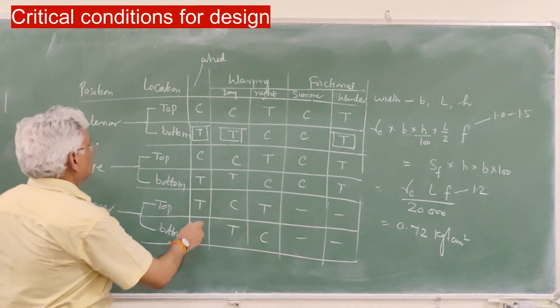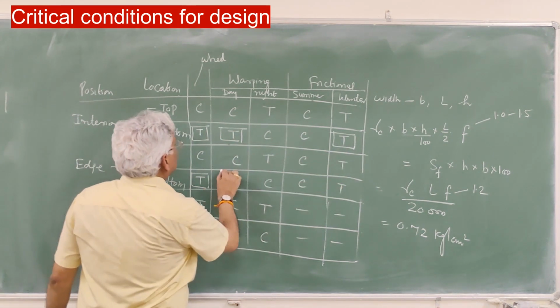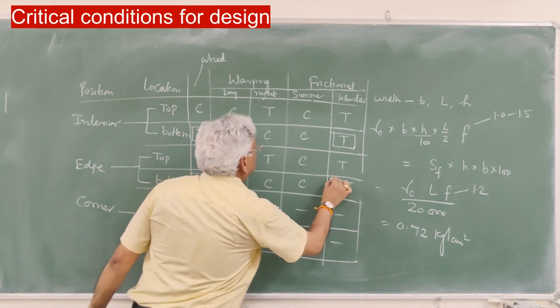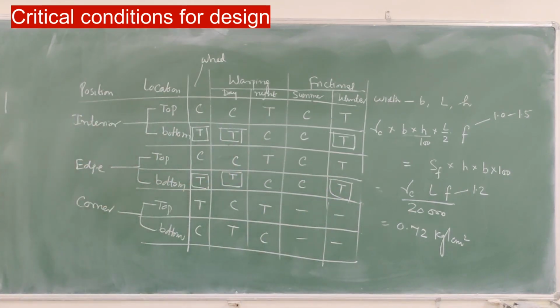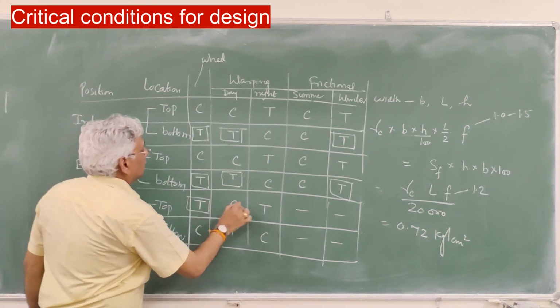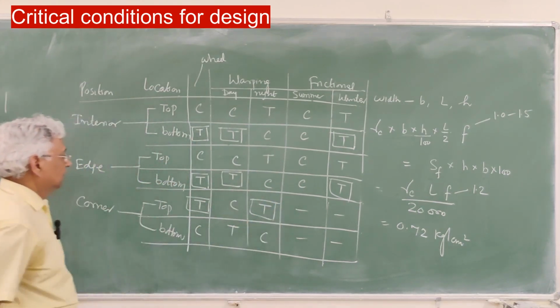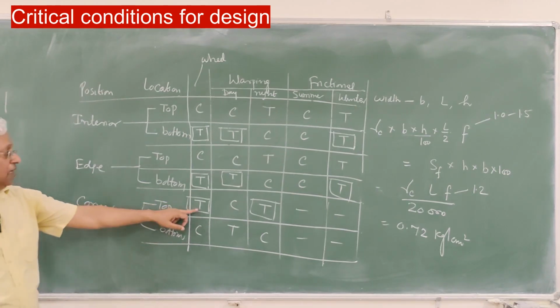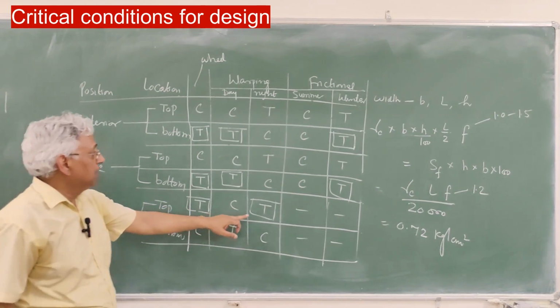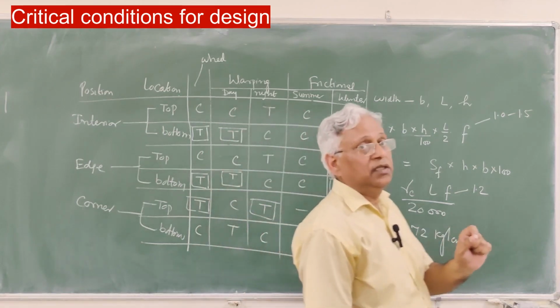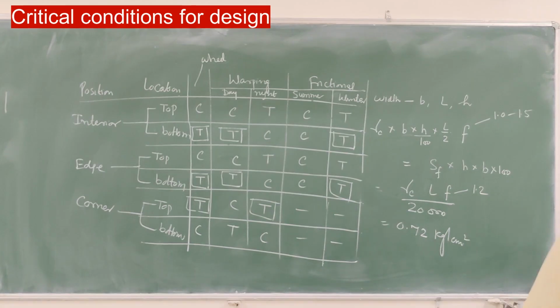And similarly, this one is also a critical condition. And third condition is this one: tensile force because of wheel load and tensile force because of warping during night time. Frictional force is not here. So we evaluate these three conditions and take the worst one. That is how you design the concrete pavement for temperature stresses.